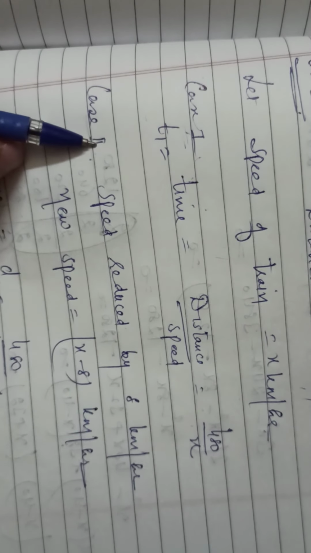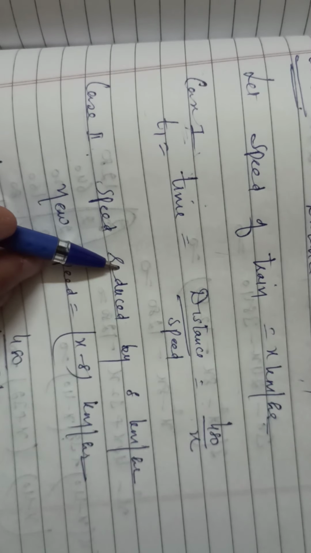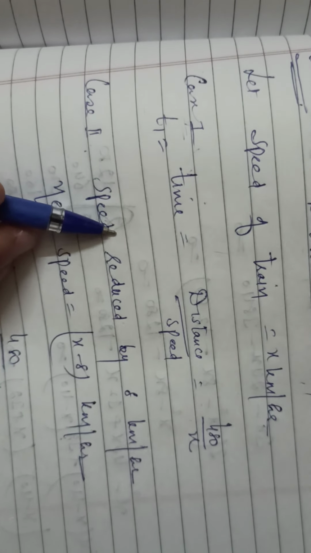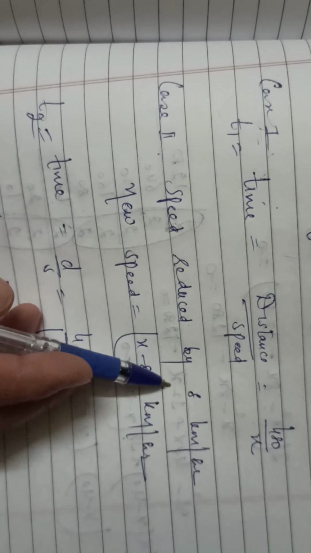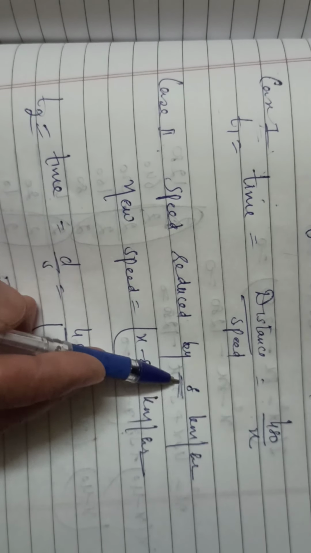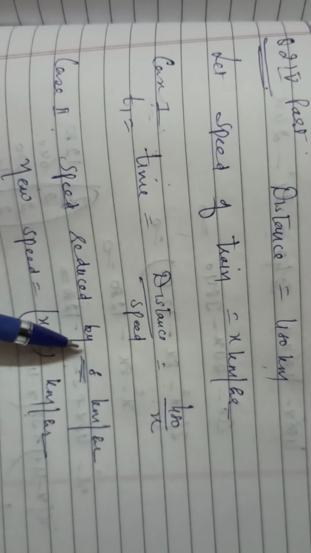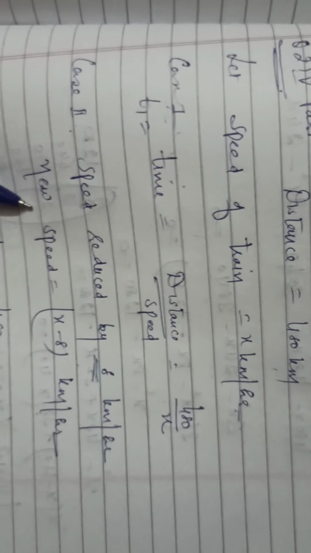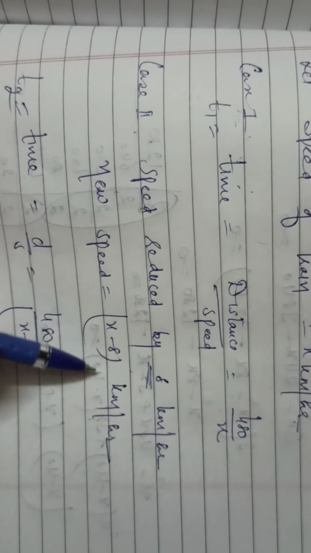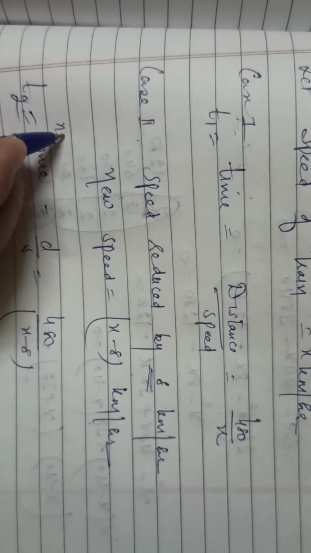In case 2 he says, if the speed is reduced by 8 km per hour, that is, if the speed is 8 km per hour less, it would have taken 3 hours more. Now in this case speed is reduced by how much? 8 km per hour. Previous speed was x. 8 is reduced. So what will be the new speed? x minus 8. Clear?